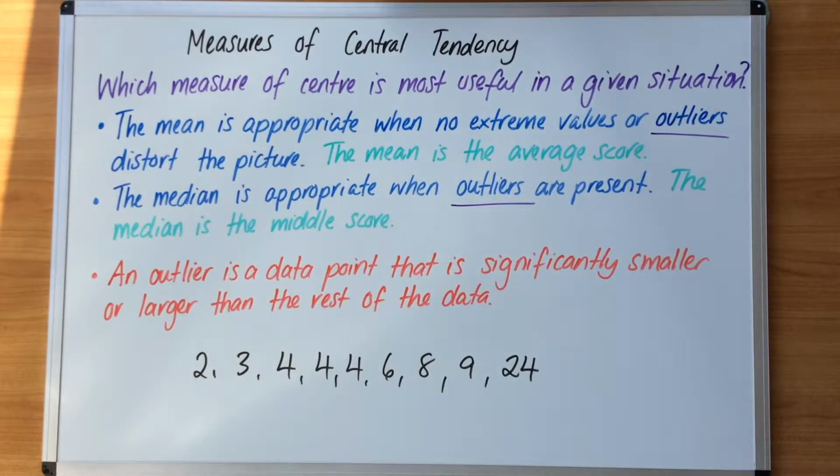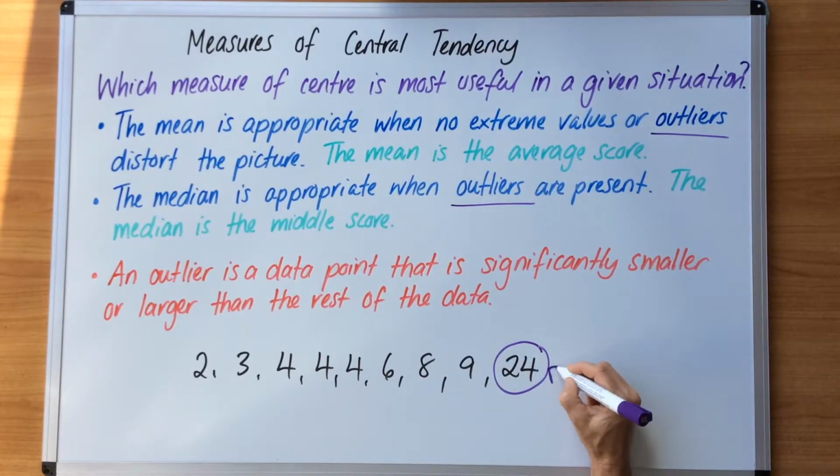Let's have a look at this data here. This has been put in ascending order, which is what you should do. And we can see we have 2, 3, 4, 4, 4, 6, 8, 9, and this random number here, which is much bigger. So it's larger than the rest of the data. This is the outlier.